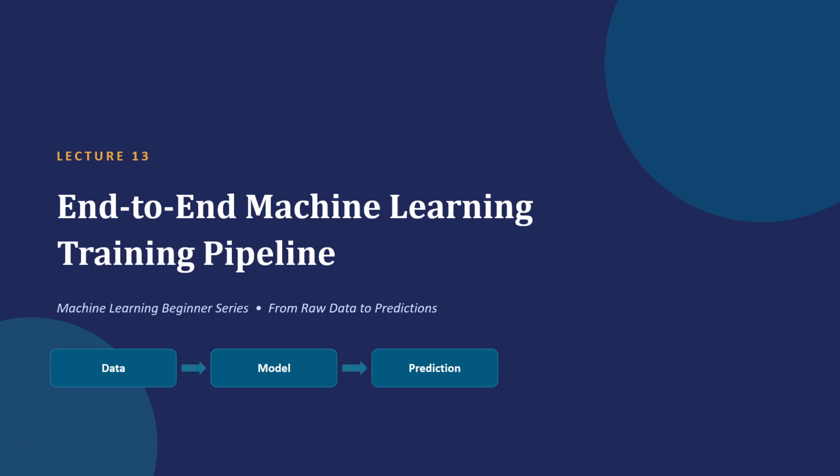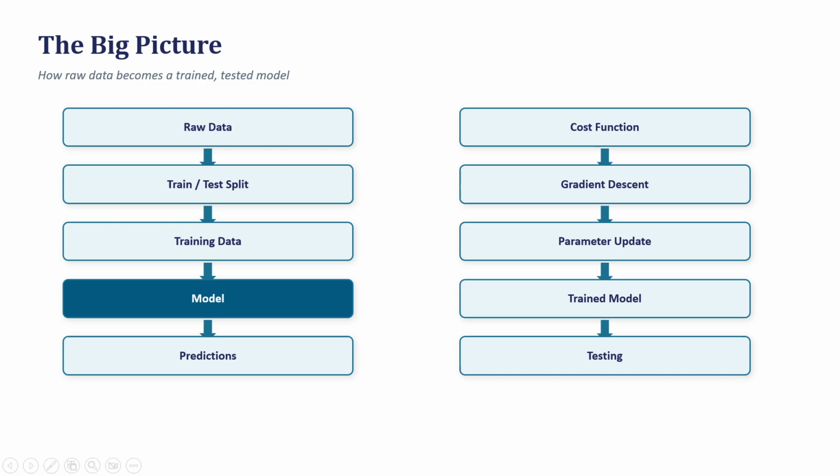Till the previous lecture, we discussed each concept in depth at a beginner level. So this is lecture 13 of our ML beginners level series. And in this, we will discuss the training pipeline end to end, from raw data to predictions, and all the steps it involves. So this is the bigger picture.